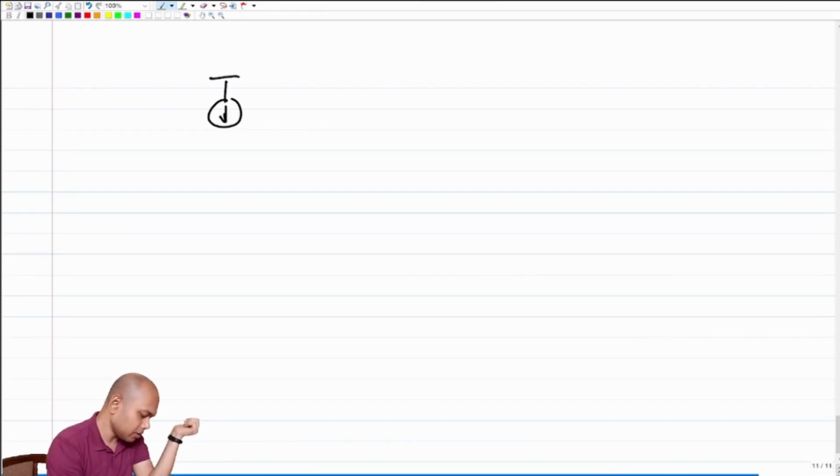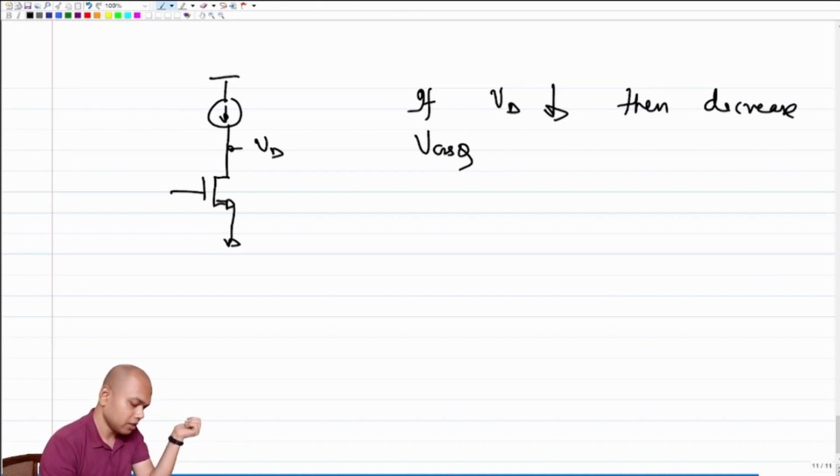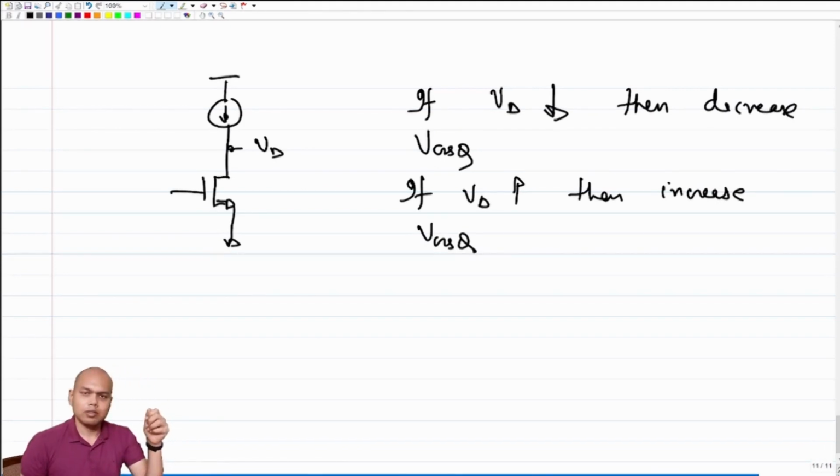The algorithm is, if VD decreases, then decrease VGSQ, right? Alternatively, if VD increases, then increase VGSQ, right? So this is what I will do in the lab.